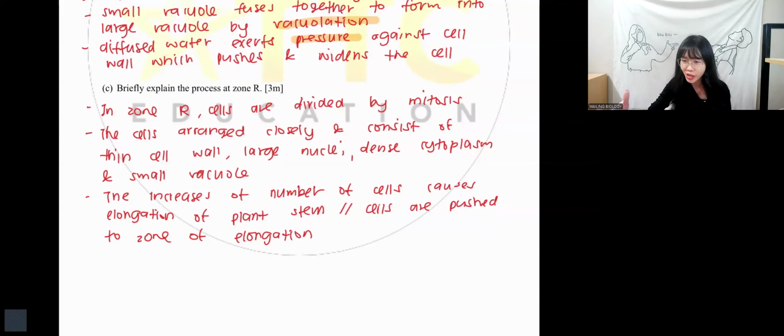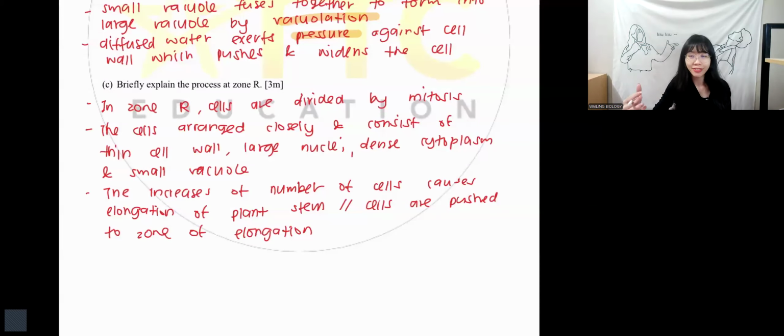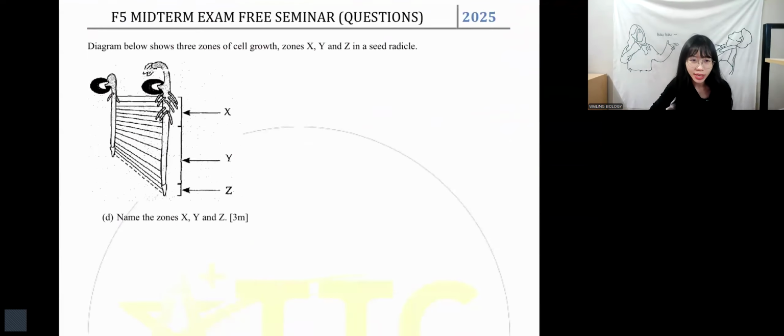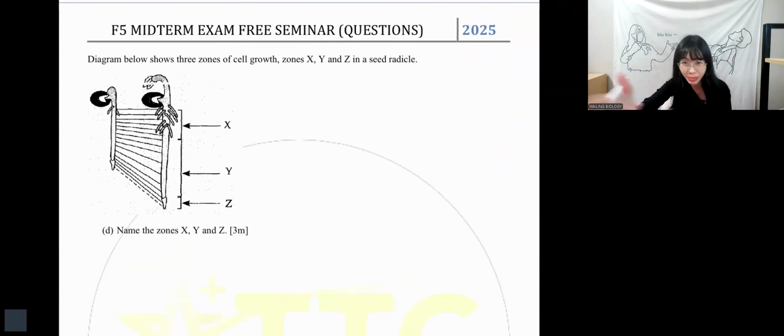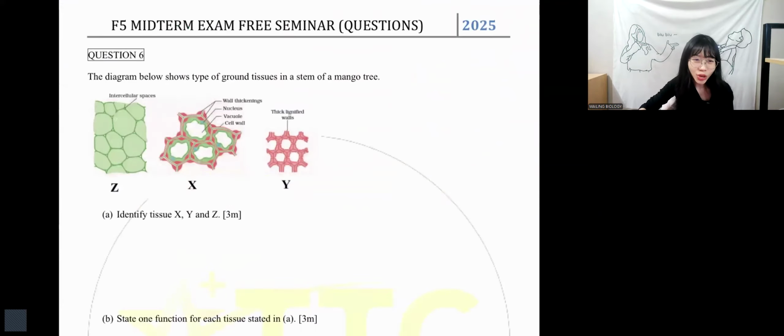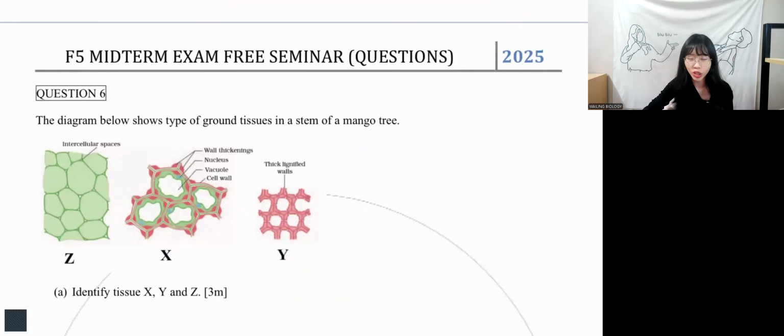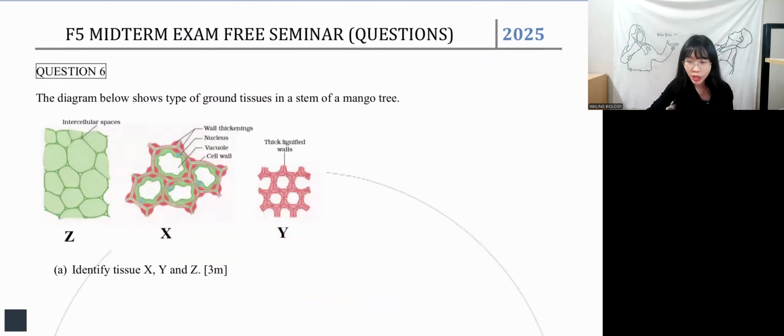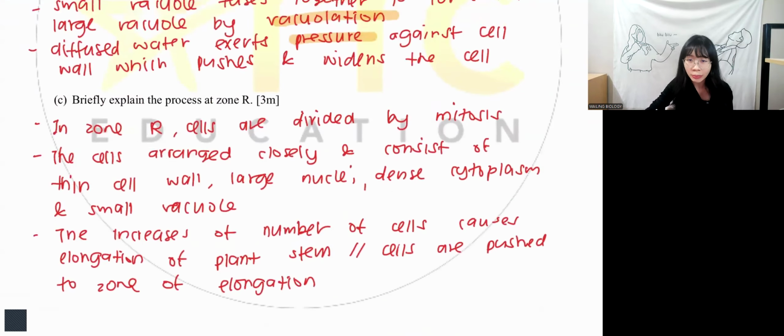I'm going to teach you how to differentiate the 3 chyma tissues as I've mentioned. From the diagram, how do we identify whether they are collenchyma, sclerenchyma, or parenchyma tissue? We're going to skip this because it's the same question, guys. I believe you know how to look at this already. We're going to look at page 18, which is question 6. Page 18, question 6. Have you guys done with this already?